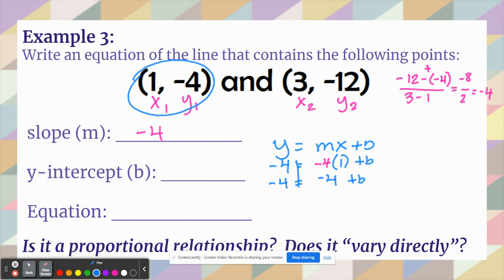Bringing the rest of the equation down. To move our -4 to the opposite side and make it a zero pair, we need to do the inverse, which is adding 4. B is now isolated, and -4 plus 4 is 0. So my y-intercept is 0, which means when I write my equation, y equals mx plus b, I'm not going to write plus 0, because that is proportional because it goes through the origin, so it does vary directly.